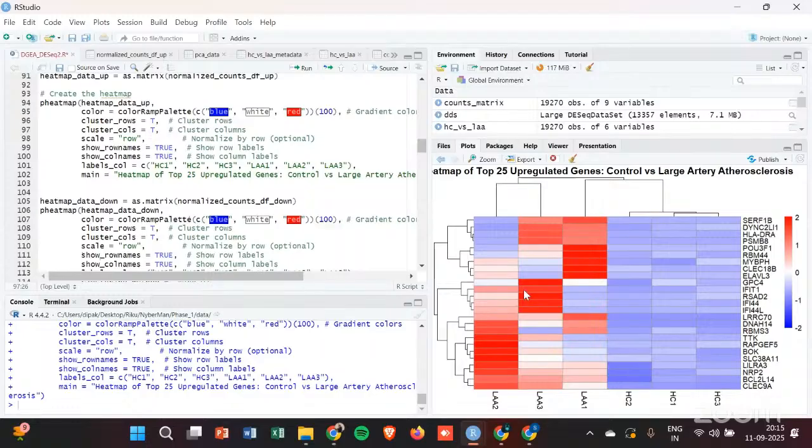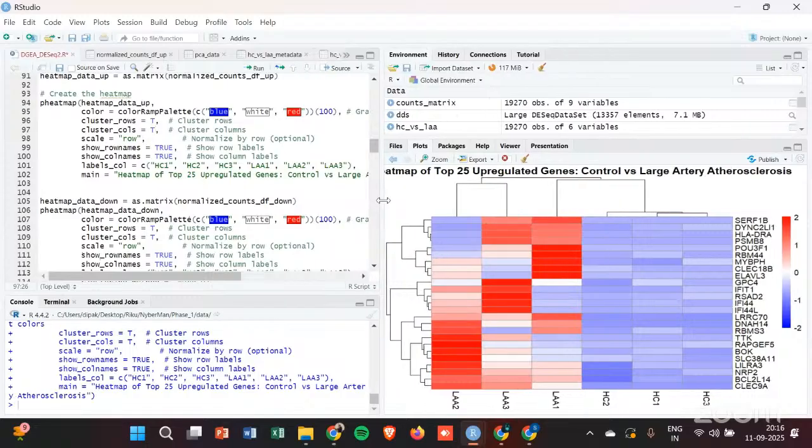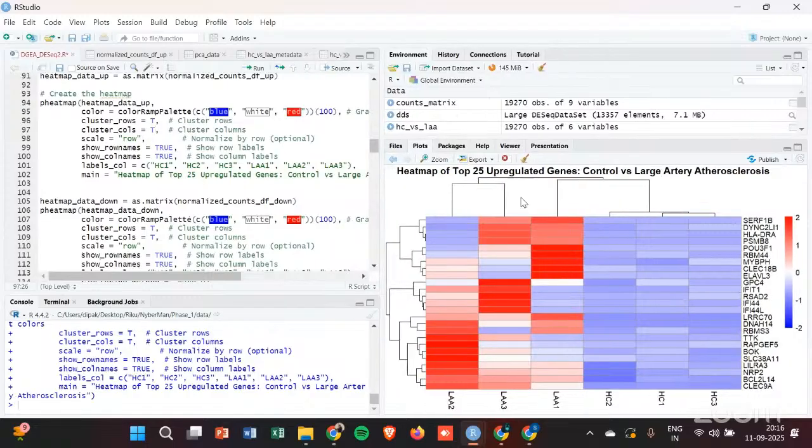So here, since you are seeing that LA2 and LA3 have the same common branch, but LA1 has a different common branch, you could interpret that LA1 is a bit more different than LA2 and LA3. But again, this particular clustering technique uses Euclidean distances, so you cannot exactly correlate it with the PCA, because your PCA does not use Euclidean distances.